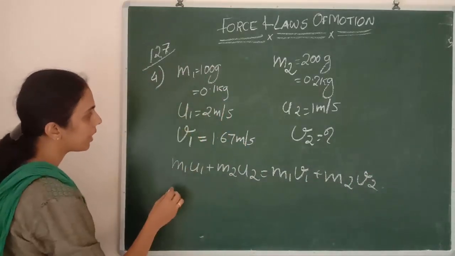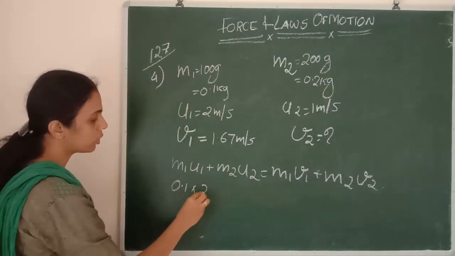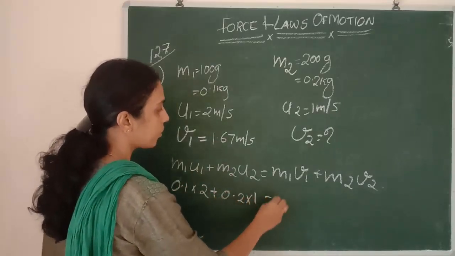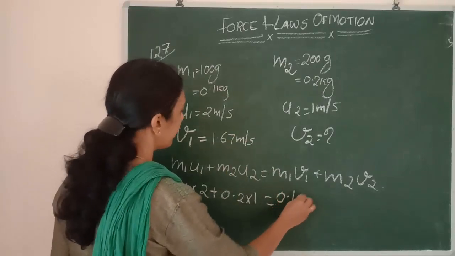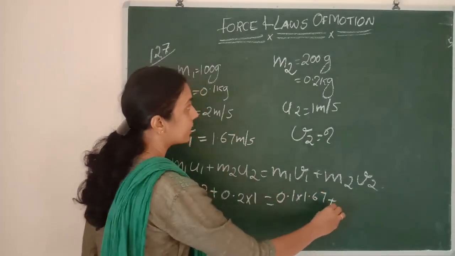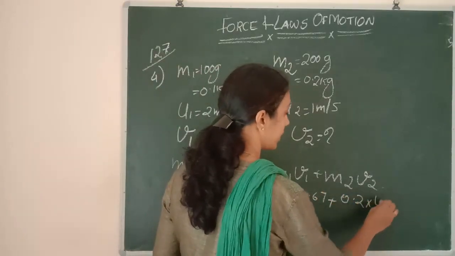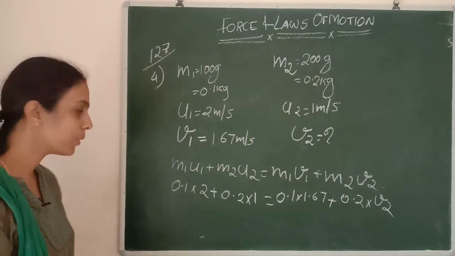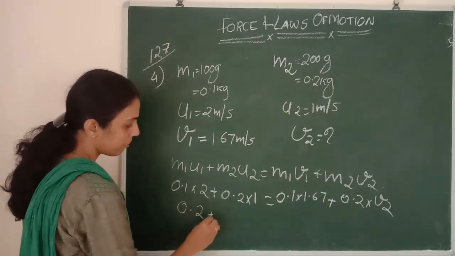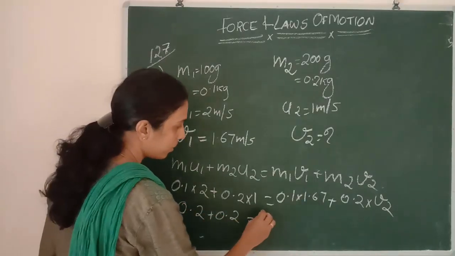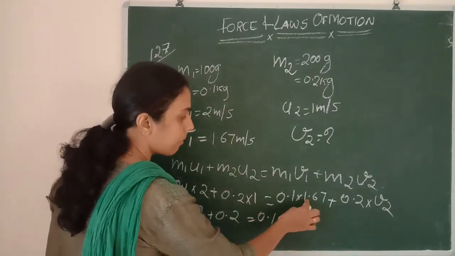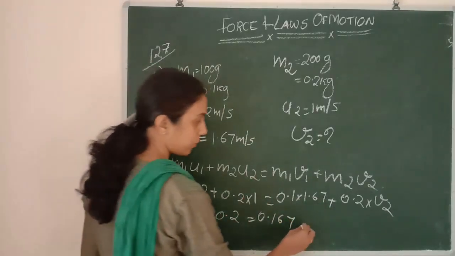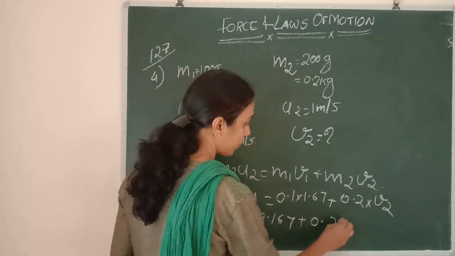So m1 u1, that is 0.1 into 2, plus m2 u2, 0.2 into 1, is equal to m1, 0.1 into 1.67, plus 0.2 into v2. Now we are going to find the value of v2. Now only calculation is left. You can do it, right? 0.2 plus 0.2, that is equal to 0.167. 1.67 into 0.1 is 0.167. One more digit we should shift. So 0.167 plus 0.2 v2.